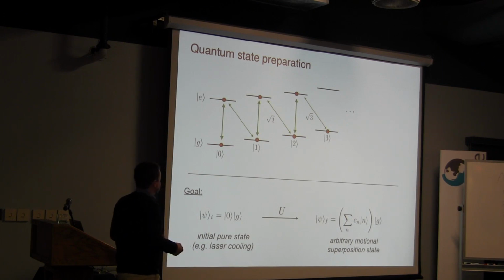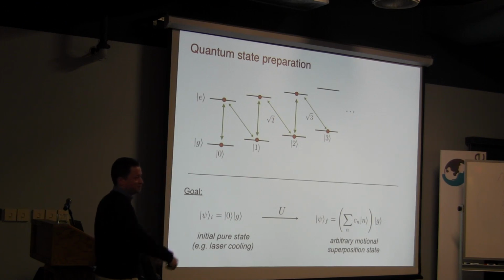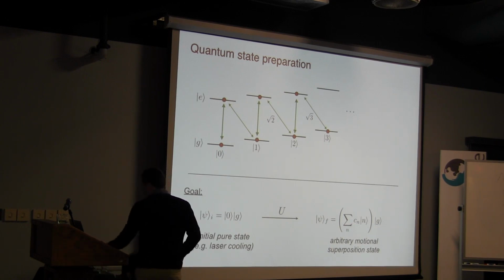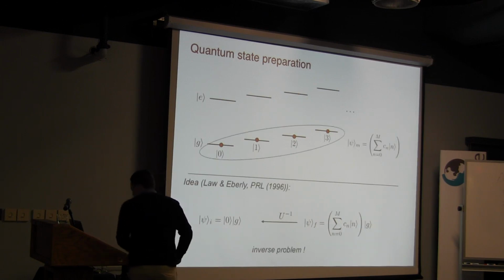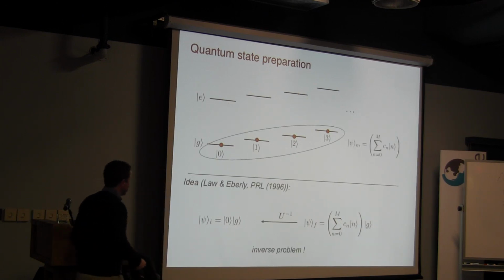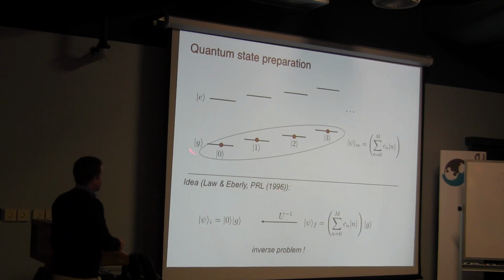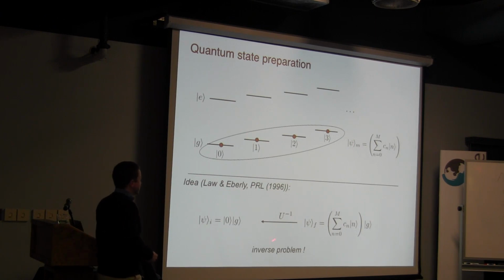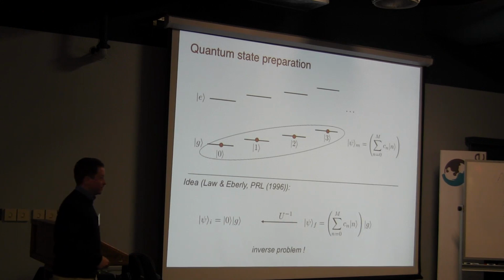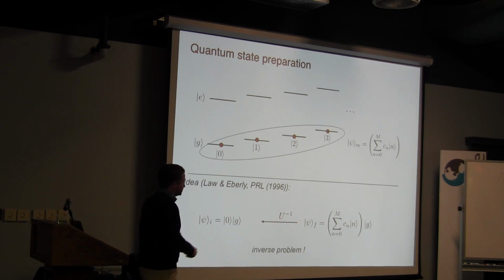And one approach that, after Tommaso's lecture, you might think of: let's simply use optimal control, take a computer, give it a target state, and let it run. Okay. There is, however, I think another elegant approach, and one of the really nice ideas, which was developed by Law and Eberly in 1996. They simply said, we want to construct this state. Let's look at the inverse problem. Let's first try to identify a unitary which maps this arbitrary state we want to generate onto the ground state. And of course, for a unitary evolution, I can just invert it and get the opposite.